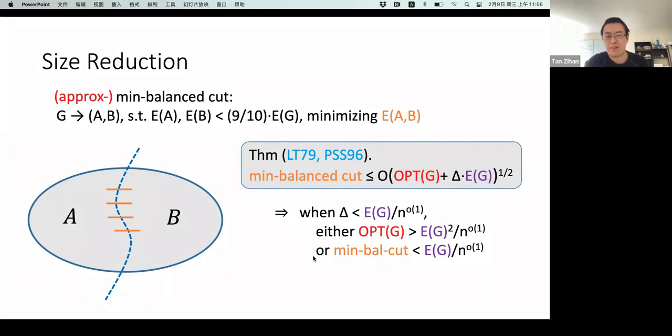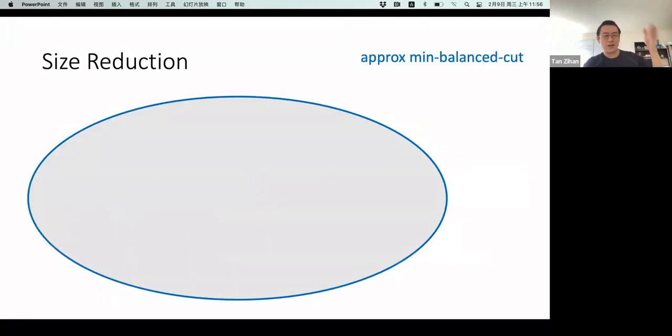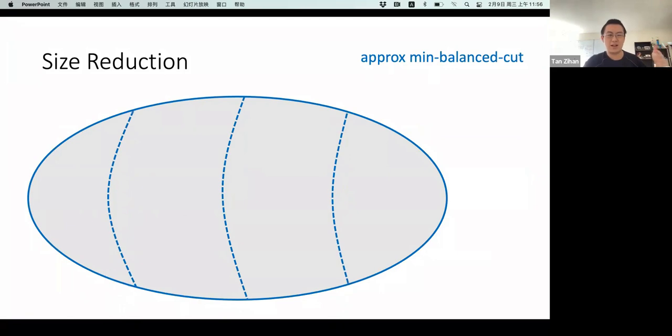Or we can get a min balance cut that does not cut a lot of edges. Okay, and this is something good. But recall that we do need one condition, that the max degree is not crazy. So what algorithm we are really doing is recursively applying the minimum balance cut until each cluster has small enough size.